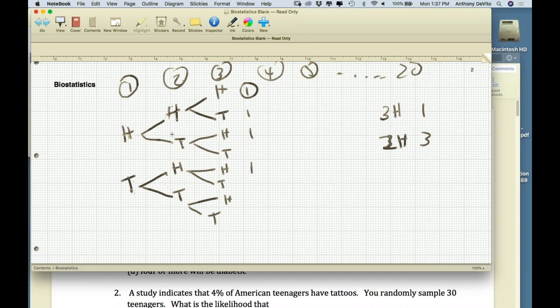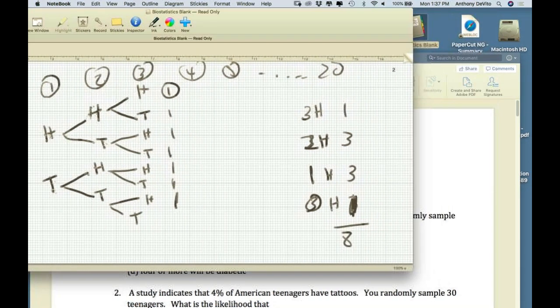Okay, and how about only one head? In other words, two tails. Heads, tails, tails, that's one way. Tails, heads, tails, that's another way. And tails, tails, heads, that's another way. So there are three ways we can get one head. And what about all tails? Well, just like all heads, there's only one way for that to occur, and that's all three are tails. In other words, zero heads, we'll call that. So there are eight possible outcomes here.